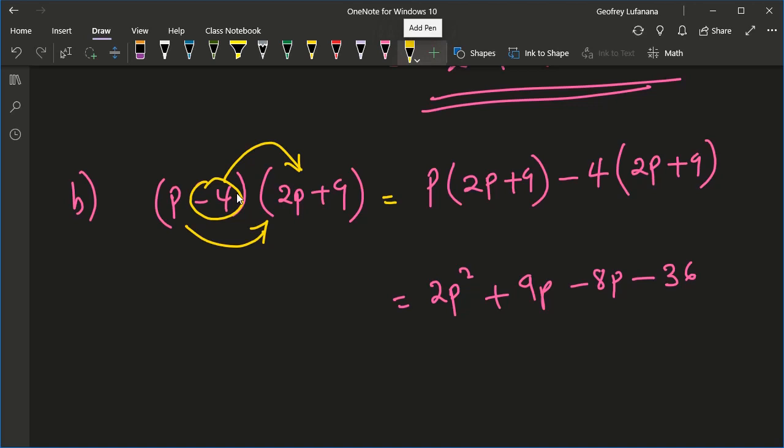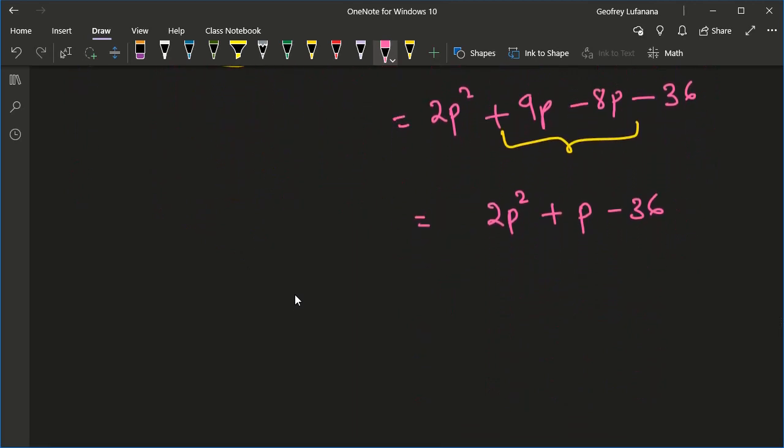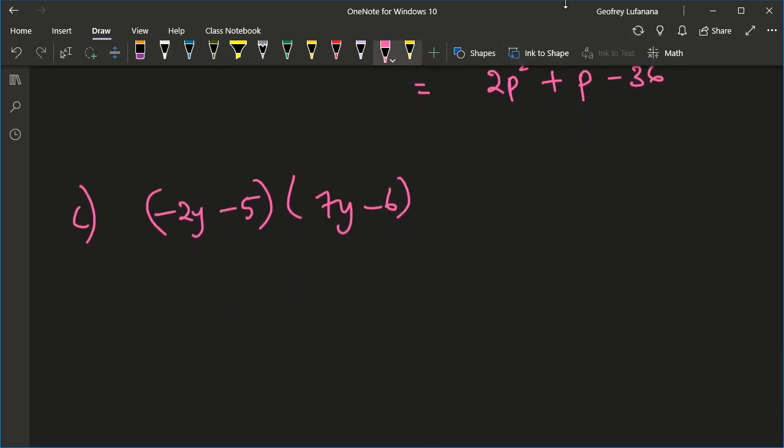So I will collect like terms once again over here. That is a 9p minus 8p, and that's going to give me a single p. So I have 2p squared plus p minus 36. And my last part of the question, that's part C, is negative 2y minus 5 into 7y minus 6. You need to take good note of the negatives in here.